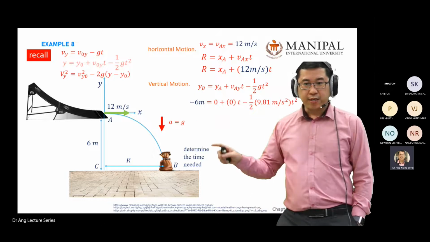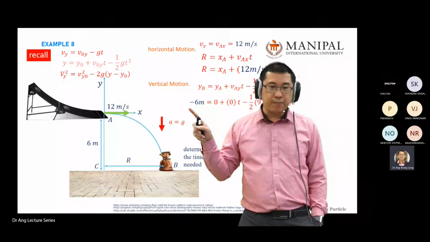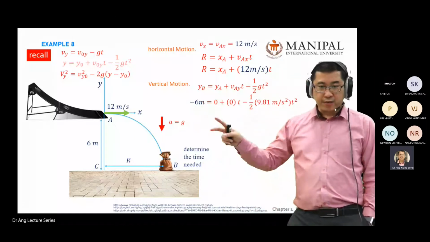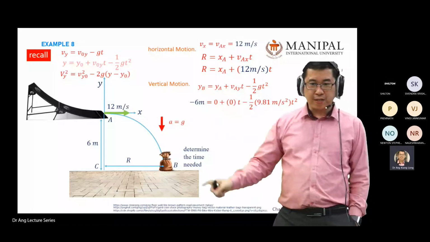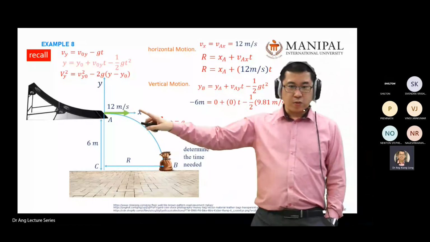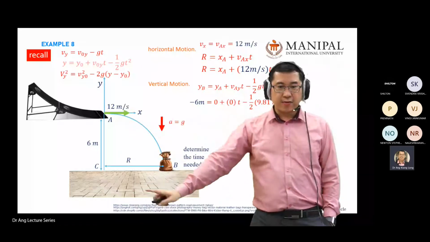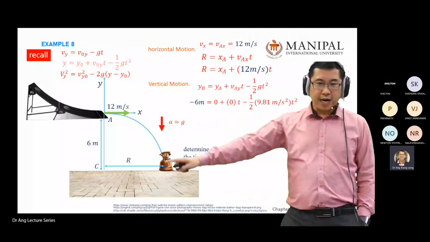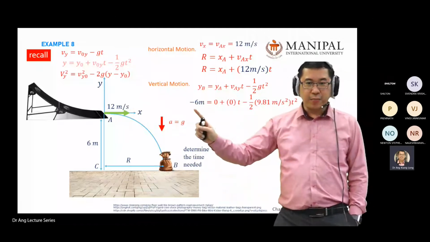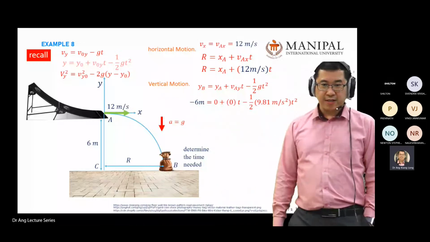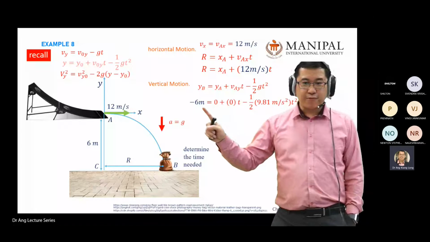Substitute. This I would need to highlight. Your YB is negative, it's not positive. This is a very typical question where students will make mistakes. Because Y origin is at A, anything going down count as negative. Anything going up, it count as positive. So this is a very popular trap for students.